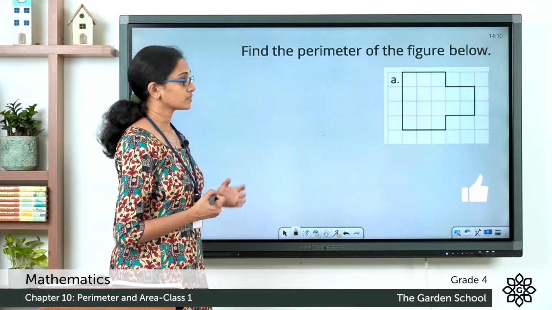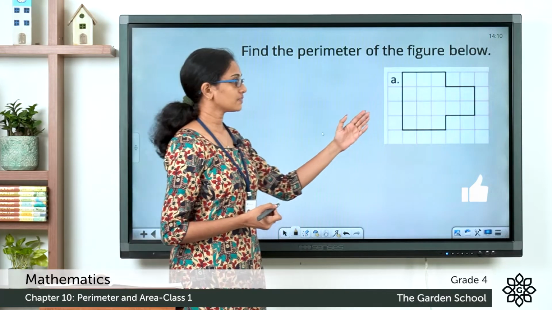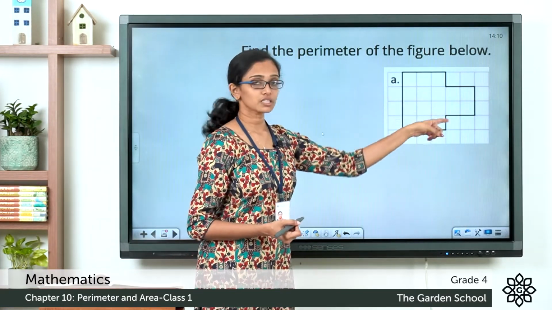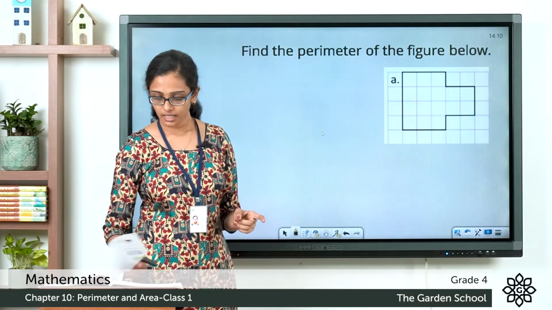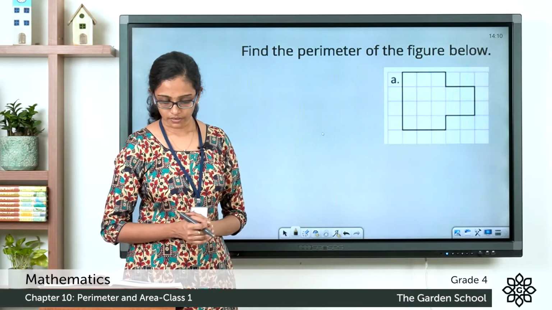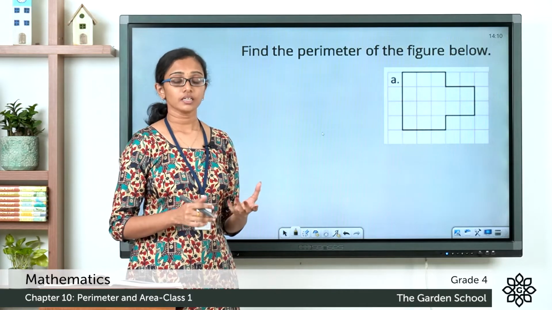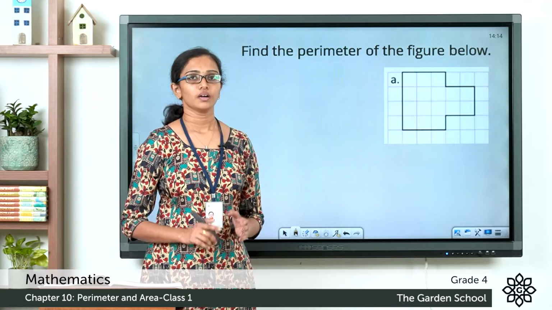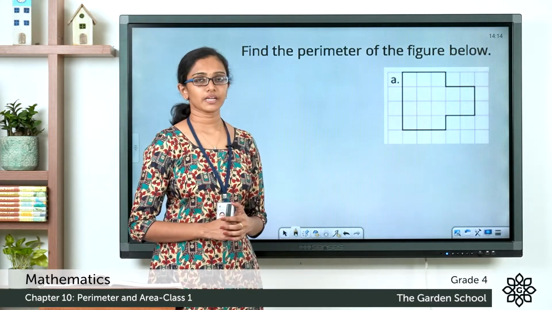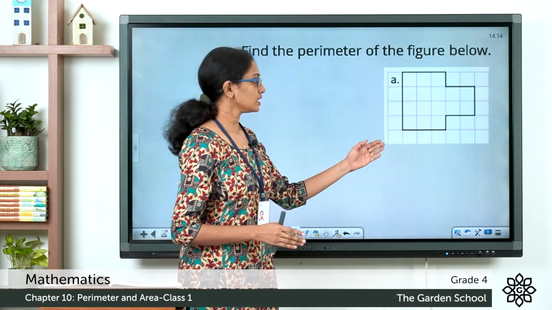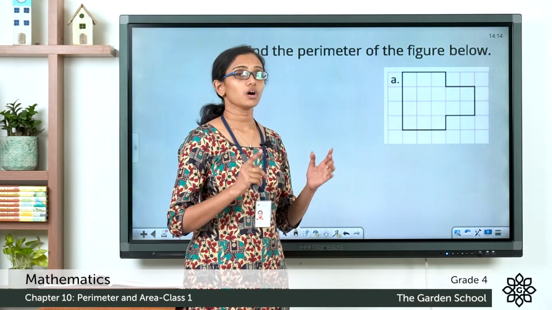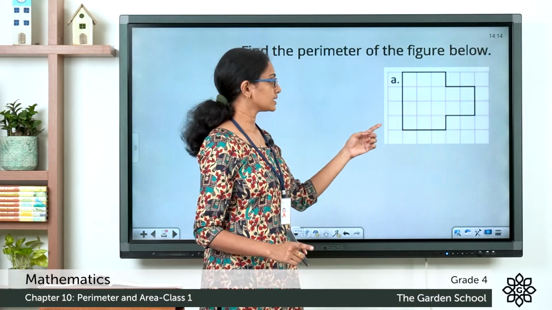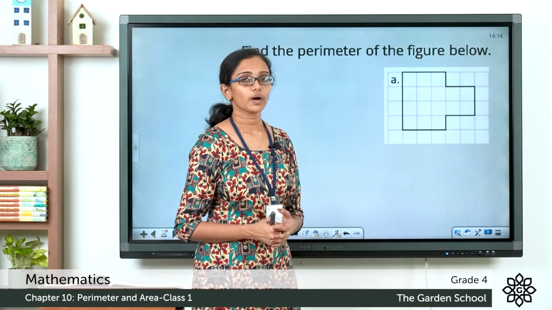Find the perimeter of the figure given below. You can see a figure given here, and this figure is placed on a square grid. You see the square grid? You can see this picture in page number 144 and under the question number 2 of exercise 10.1. You can see this figure is being placed on a square grid, and see the squares in this grid are all of the same size. If one side is 1 unit, all the other sides of each square will also be 1 unit.